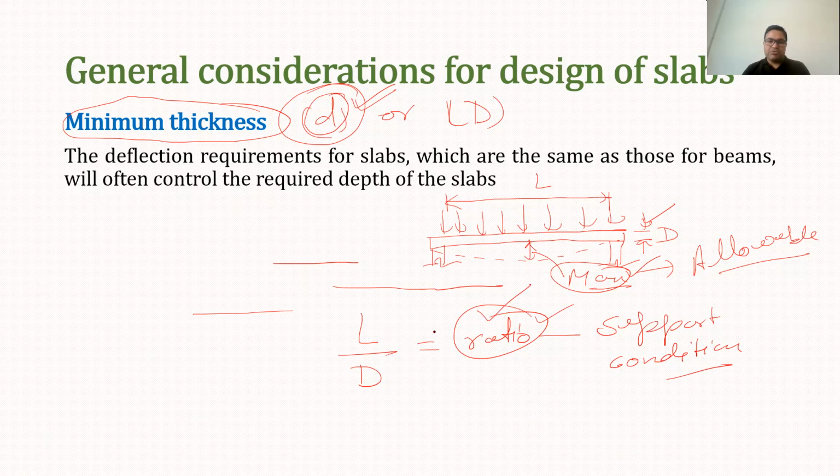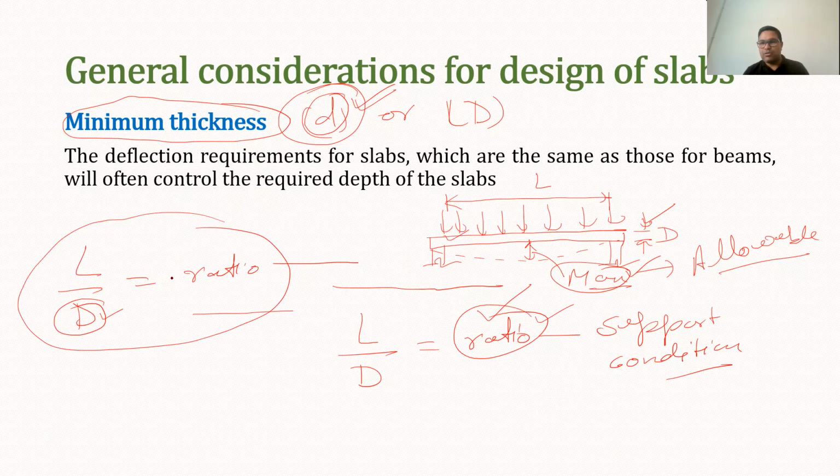And with this ratio, we can have a relationship, which means L by D is equal to a ratio. So with this, we can initially estimate the value of D for the slab. So this second method is also adopted in our IS code. And this method we are going to discuss to see how we generally initially estimate the thickness of the slab.